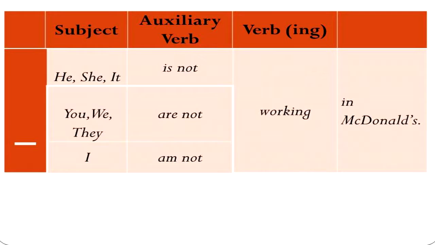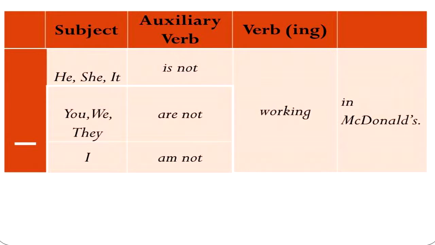So, he, she, it, singular subject with is. Since this is negative, you have to add not. So, is not. Present participle form of the main verb, working in McDonald's. So, he is not working in McDonald's. She is not working in McDonald's. It is not working in McDonald's.